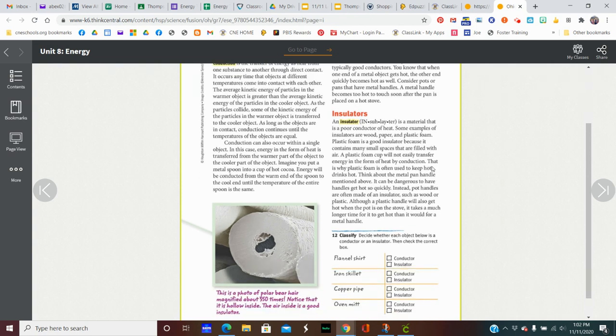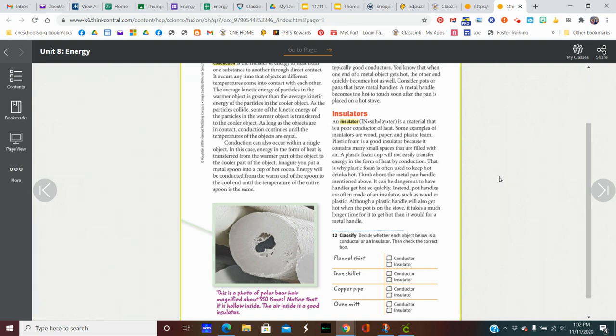Insulators. An insulator is a material that is a poor conductor of heat. Some examples of insulators are wood, paper, and plastic foam. Plastic foam is a good insulator because it contains many small spaces that are filled with air. A plastic foam cup will not easily transfer energy in the form of heat by conduction. That is why plastic foam is often used to keep hot drinks hot.